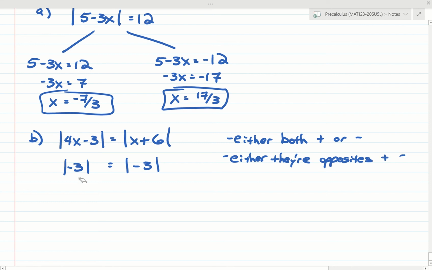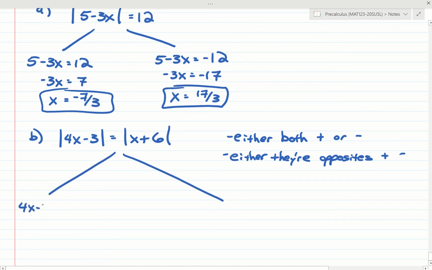So let's see if we could figure this out. If they're equal, that means that 4x minus 3 is equal to x plus 6. That's if they're both the same. Now if they're opposites, that means that 4x minus 3 would equal the opposite of x plus 6. Now you could have even put that negative over here. It doesn't matter where it goes. Bottom line is you're taking the opposite of one of those sides.